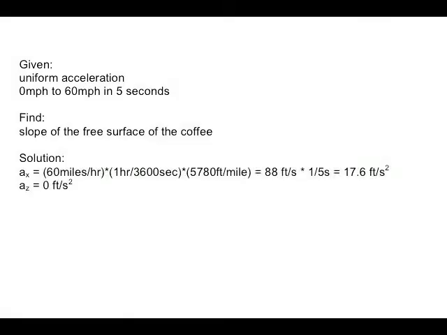Problem 5. For this problem, we were given a car that uniformly accelerated from 0 to 60 miles per hour in 5 seconds. We were asked to find the slope of a free surface of a cup of coffee inside the car.